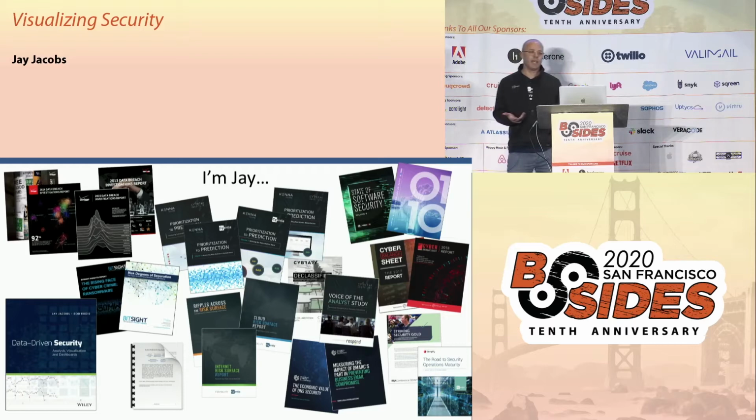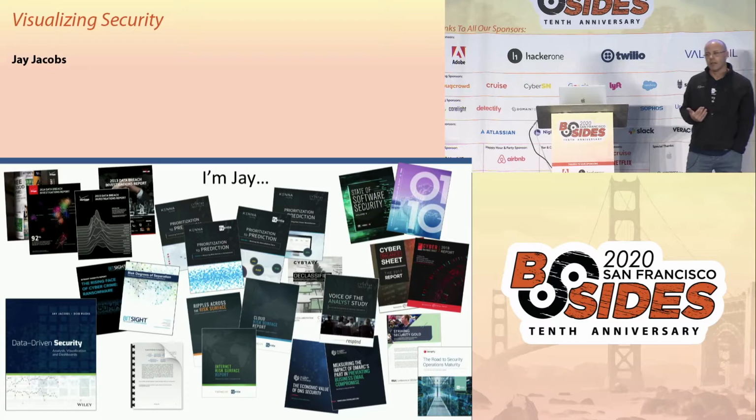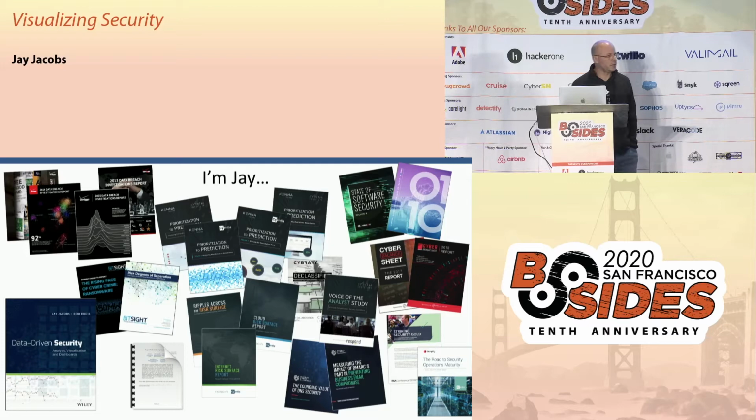In the top middle, we've been doing work with Kenna Security, talking about prioritization and prediction, and we're analyzing a ton of vulnerability data. I'm going to be talking about some of those visuals here. Veracode in the upper right, looking at application security and all of the code scanning that they do. So there's a lot of data, a lot of visualizations.